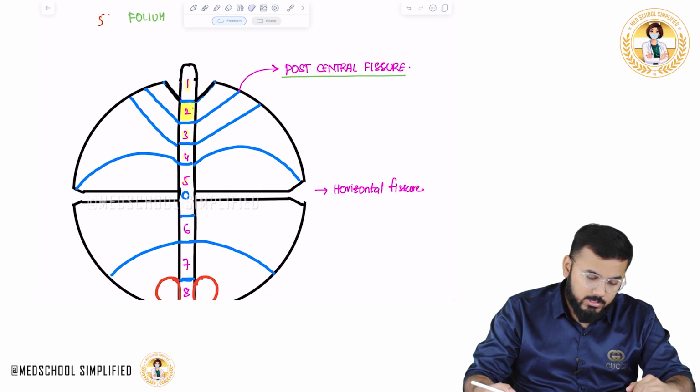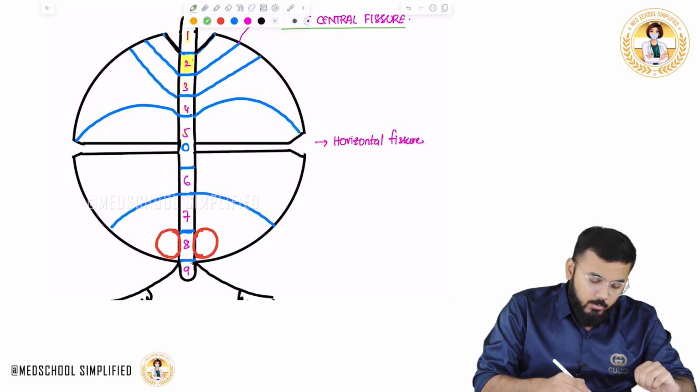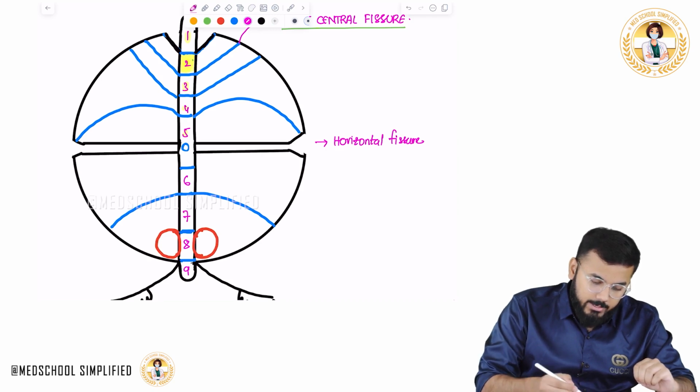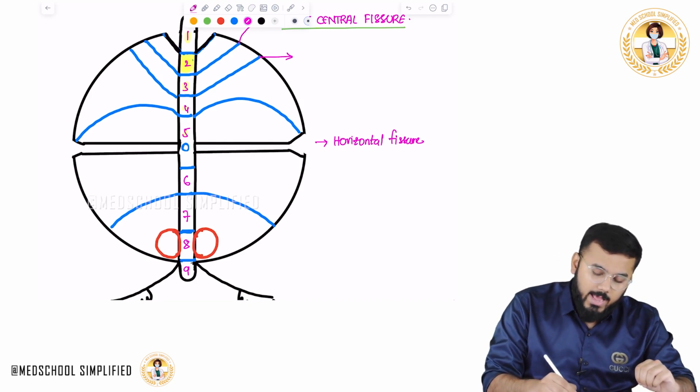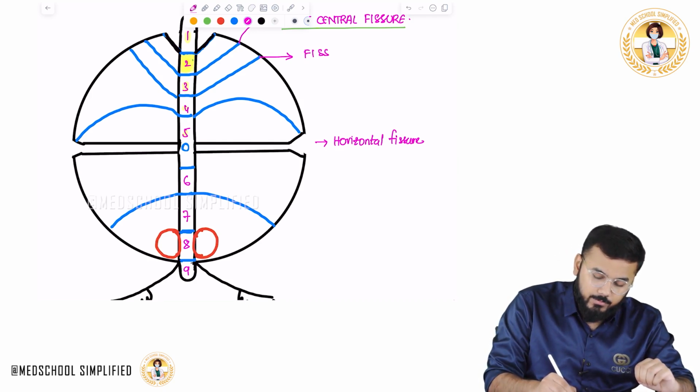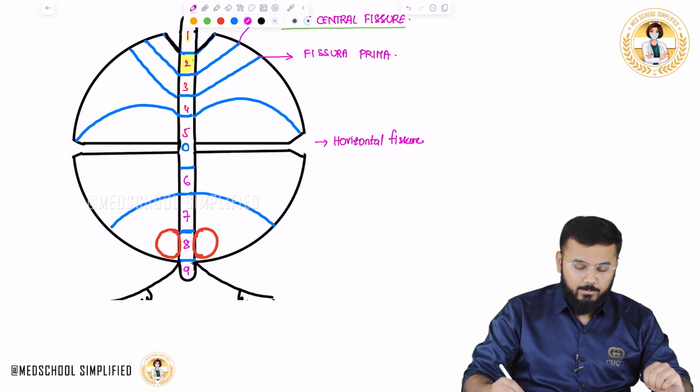Now, after this post central fissure is done, what is the next important fissure? Let me write it down. This particular fissure which you can see is called fissura prima. This fissure over here is called fissura prima.